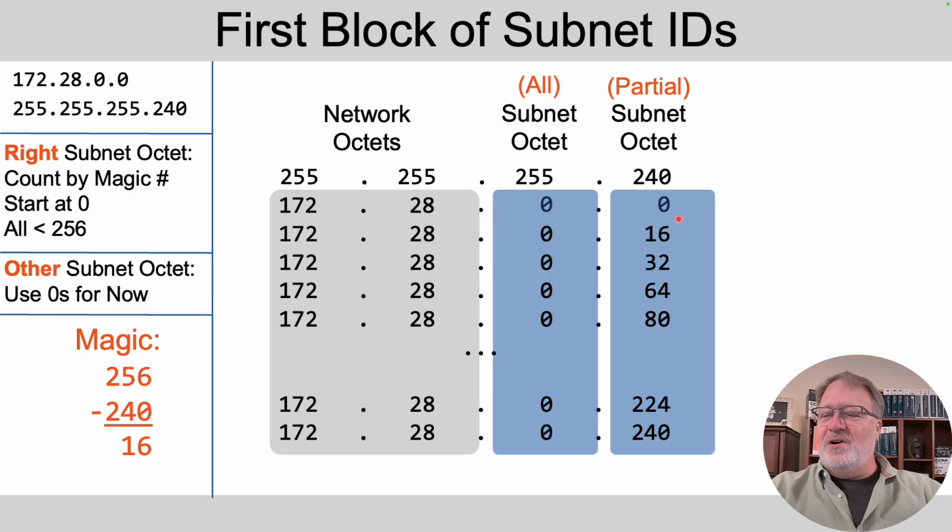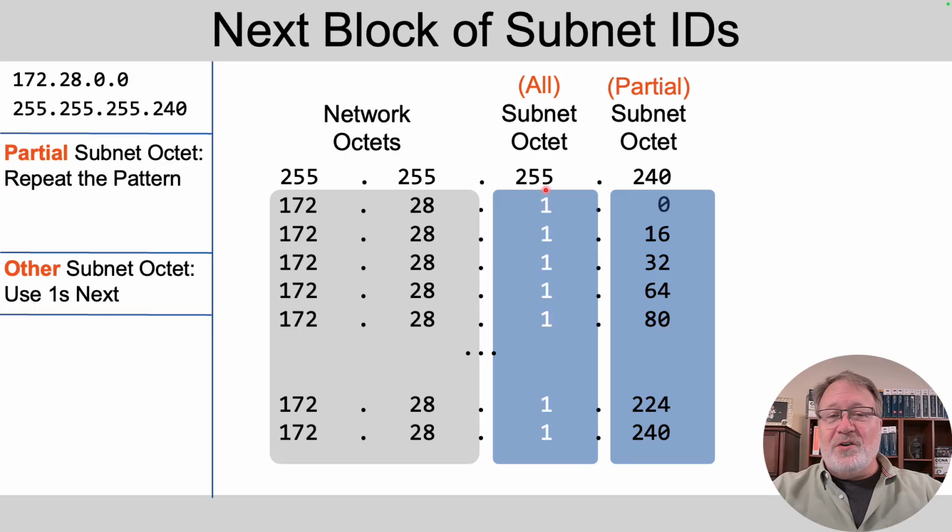So we're starting with 0, add 16, add 16, add 16, and we get all the way to 240. And we stop there because if we added 16 more, we'd get to 256. That'd be out of range. So that's how we know we're at the end of the block. Now, this first block of subnet IDs, our convention with this process is to have zeros in the left of the subnet octets. And then we create another block with a 1, and then another block with a 2, and another block with a 3, all the way through 255.